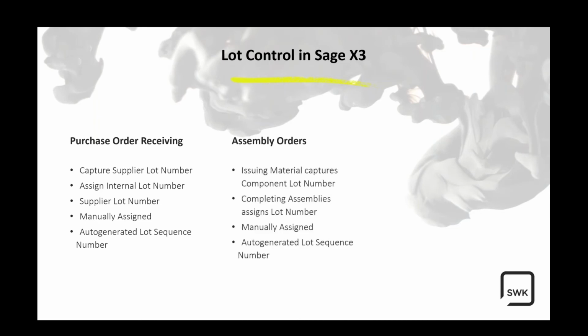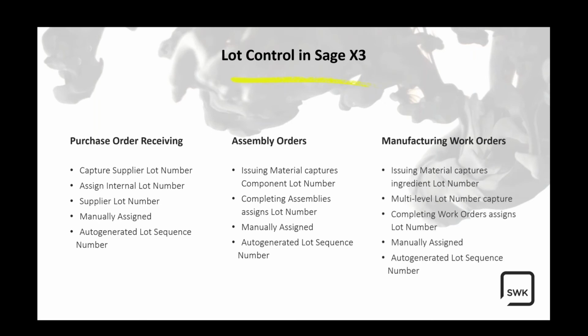I can take the materials that I've got a lot number on and capture that component lot number as I make the assembly. I can then assign a lot number so that I can trace it from one to the other up and down the chain. Manufacturing orders, same thing. A little more complex here because we may have raw materials with a lot number that go into an interim item or a WIP item that has its own lot number that may go into another WIP item commingled with other ingredients, et cetera. In X3, whatever the levels are, we can easily go from top to bottom and see them all on one screen and be able to drill into what's going on with each and every single one of them. So we'll show you some of that also.